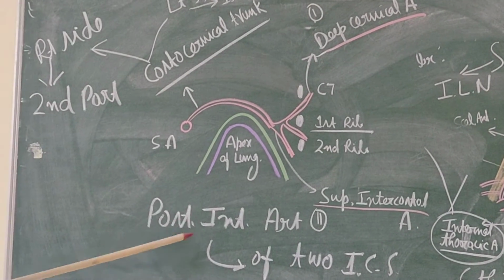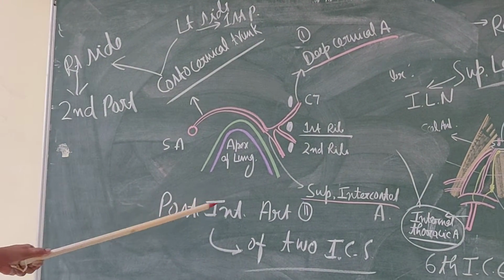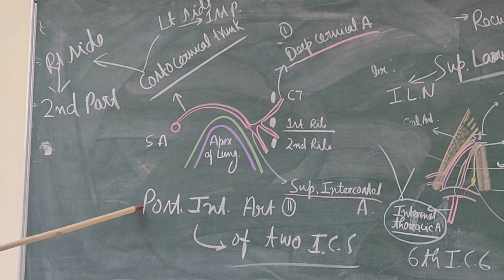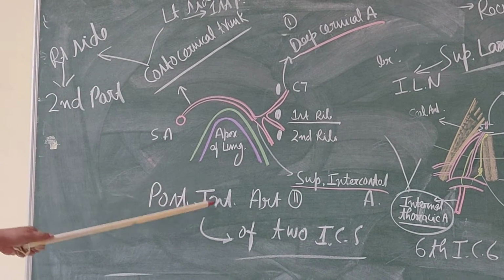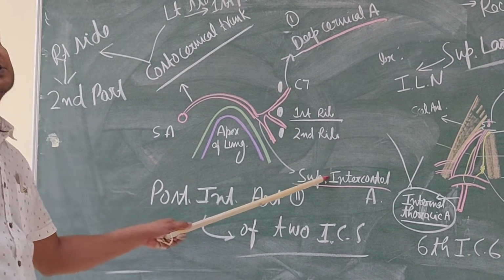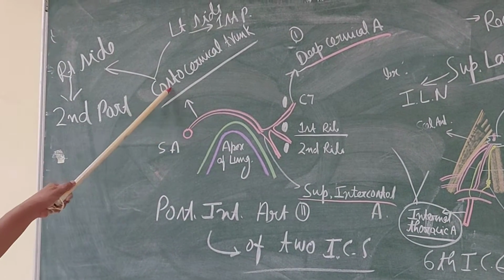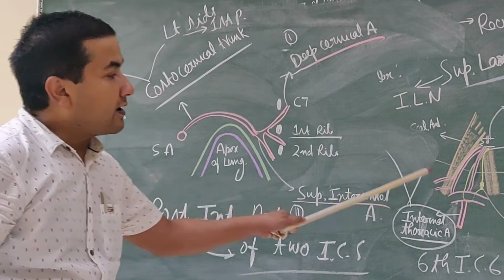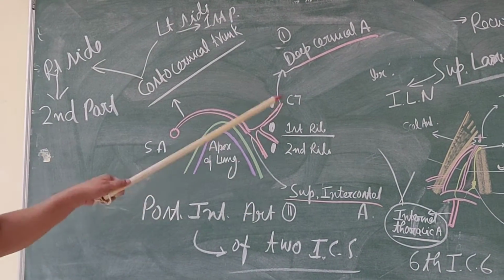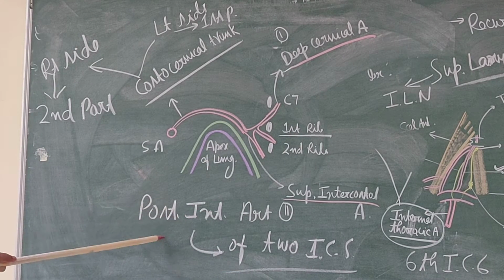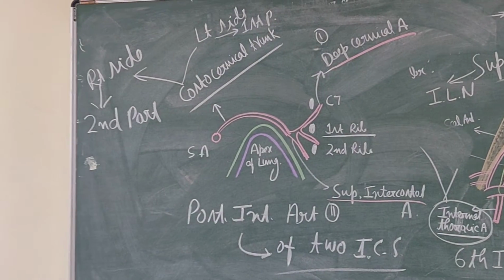If you remember, there are 12 posterior intercostal arteries in the 12 intercostal spaces. The first two upper posterior intercostal arteries are branches of the superior intercostal artery. This superior intercostal artery is a branch of the costocervical trunk, which is a branch of the subclavian artery. The posterior intercostal arteries of the remaining spaces are branches of the descending thoracic aorta.